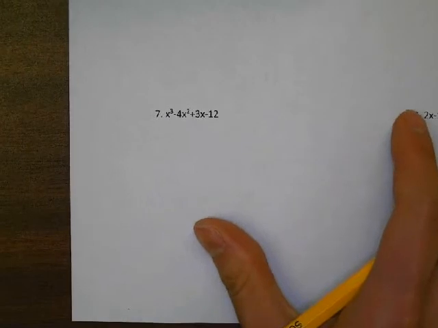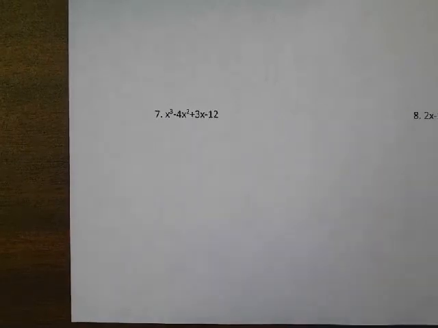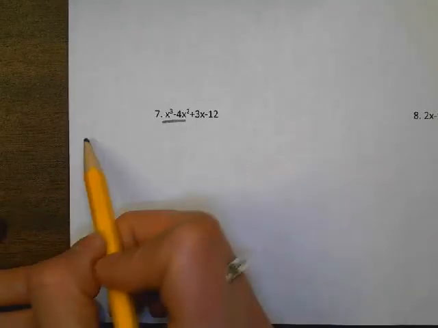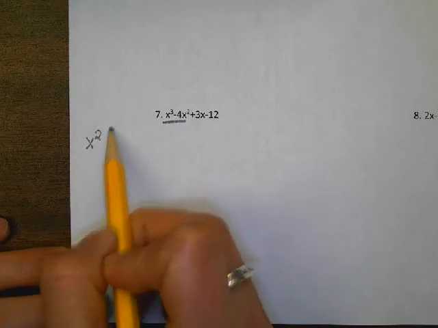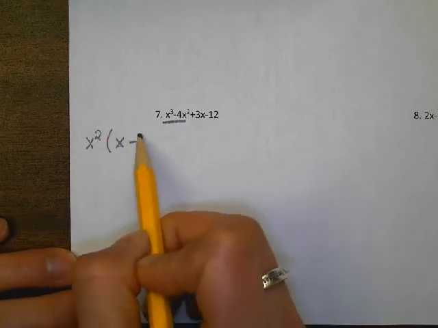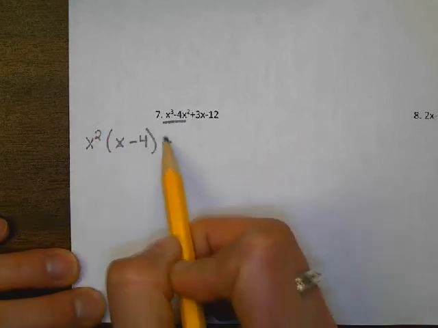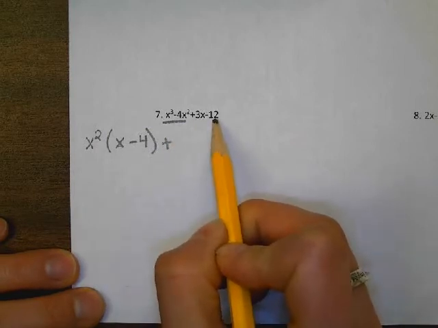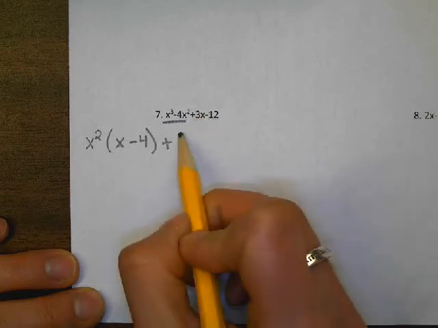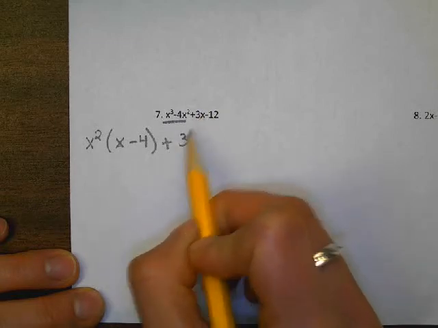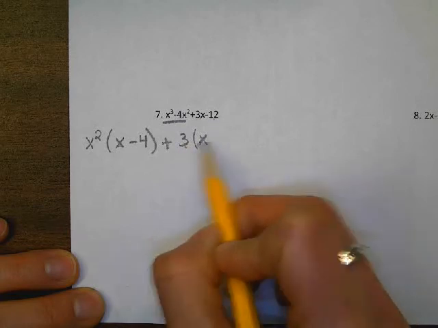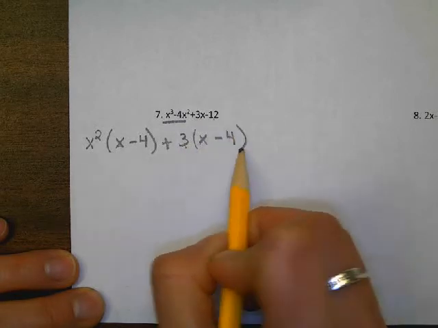We have x cubed minus 4x squared plus 3x minus 12. Again, if I group these first two together, I see that I can take out an x squared, so that I'm left with x minus 4 plus, and I have 3x minus 12. Well, there are no x's I can take out, but I definitely could take a 3 out. 3x divided by 3 is x, and negative 12 divided by 3 is negative 4.